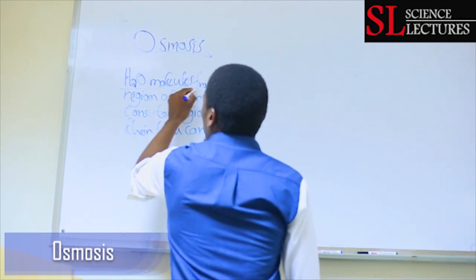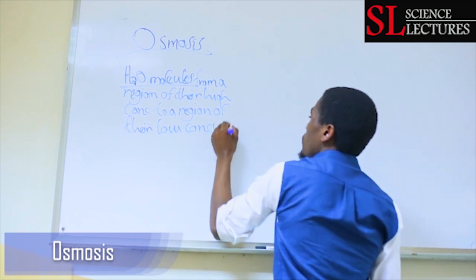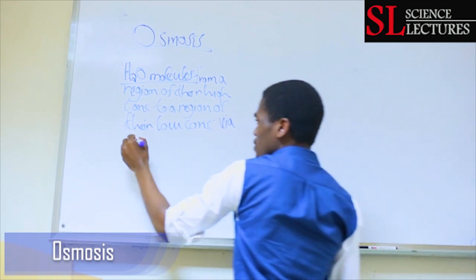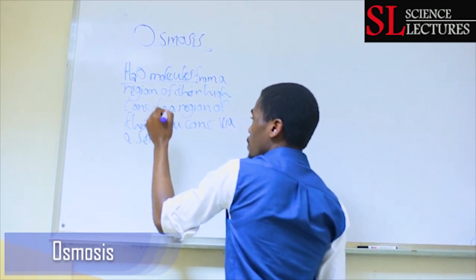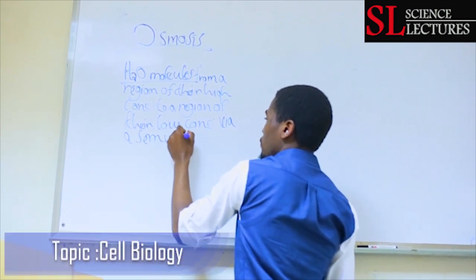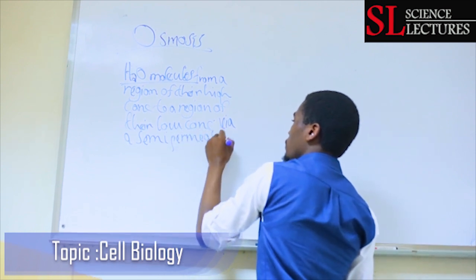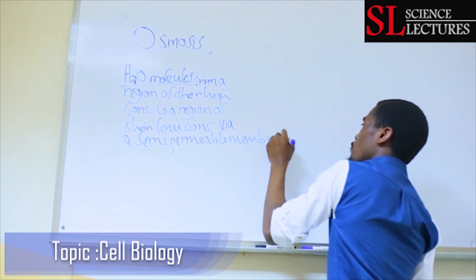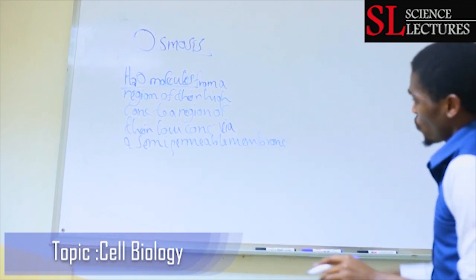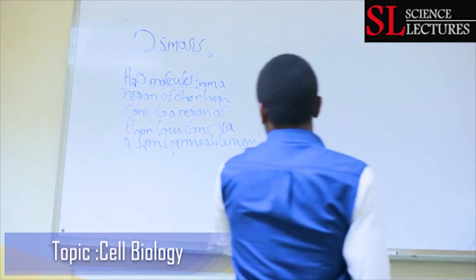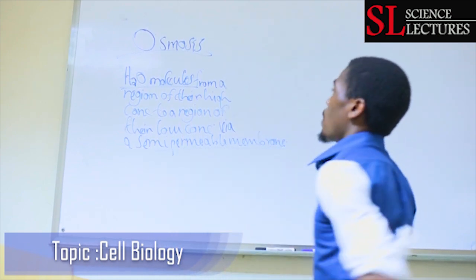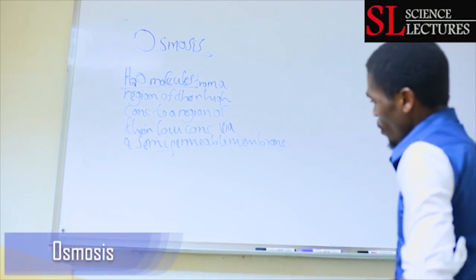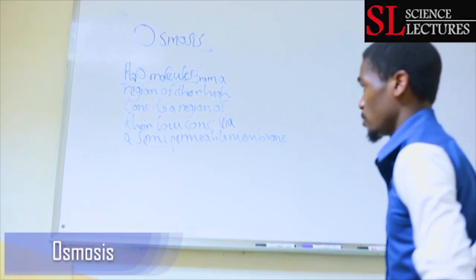But these molecules are water molecules moving via a semi-permeable membrane, or through a semi-permeable membrane. So first of all, these are water molecules moving from where they are high in concentration to where they are low in concentration, but across that semi-permeable membrane. That is very important for us to note when we are defining what osmosis is all about.